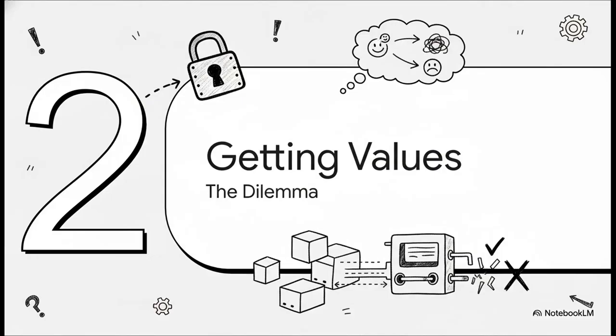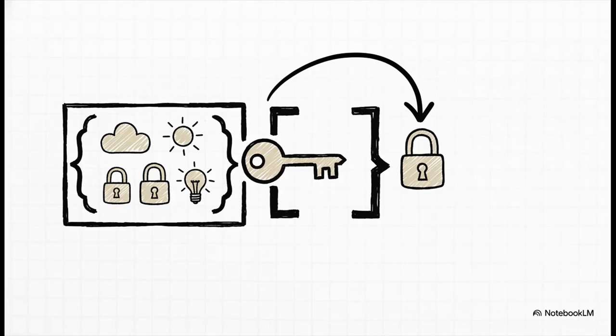Okay, so you've got your data stored away. Now for the crucial part, getting it back out. And this is where a common dilemma pops up, one that can literally make or break your code. The most direct way to get a value is just by using its key inside square brackets. So for example, if you had a dictionary for a user, you might write user, square brackets, name, square brackets, to get their name. Seems simple enough, right?